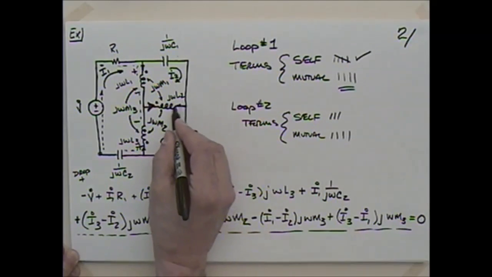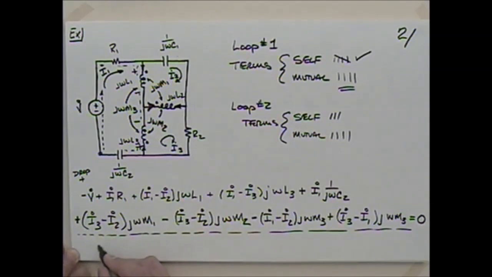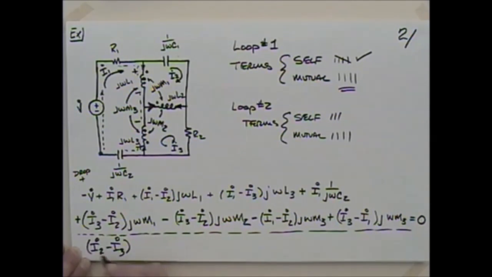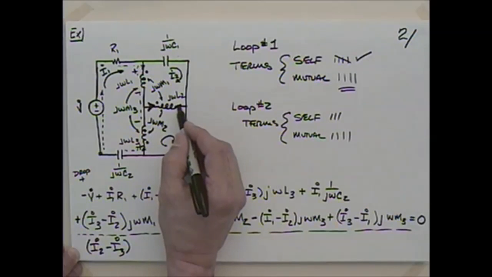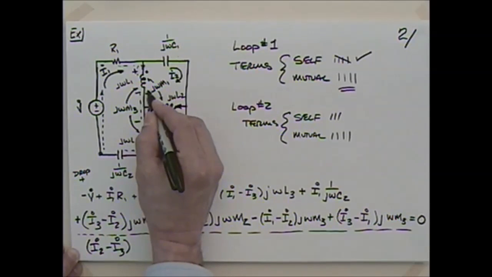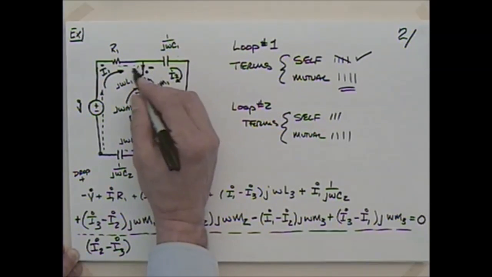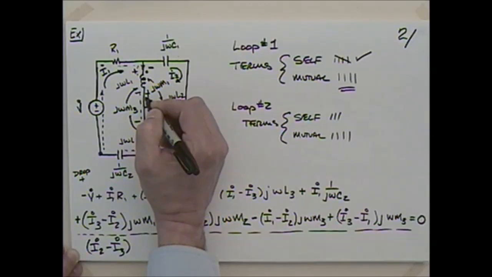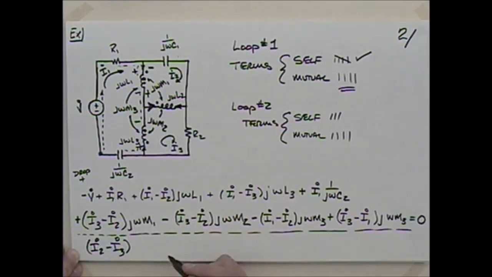We could take the current going the other way, in which case I would have I2 minus I3, wouldn't I? So I2 minus I3 is going into the non-dotted terminal, so the non-dotted terminal becomes positive, right? So I'd have something like this. That would be positive and that would be negative. So I came around there and that's a gain. How do I treat gains? Negative. Negative j omega M1.